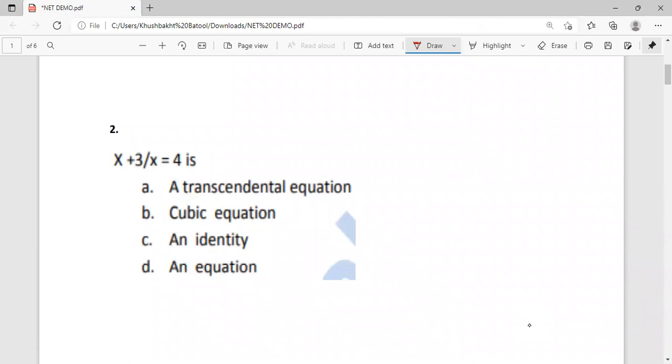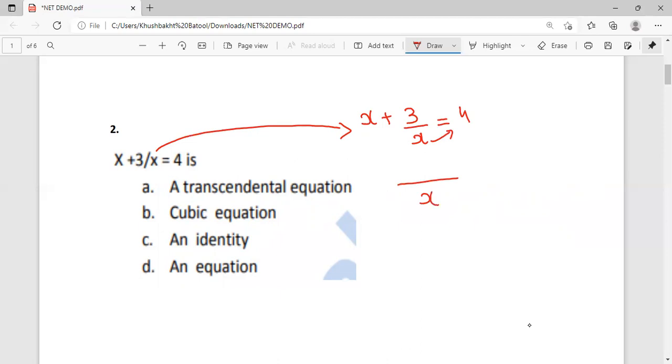Now we have the second question, and it says x plus 3 divided by x equals 4. Okay, so let's just write it down. We have x plus 3 by x equals 4, right? Is this the equation? Yes. All right. Now I need to simplify this equation first, and then we look into all the options. So we can take this x to that side by taking LCM on this side. So I'll get x, this would become x squared. Why? Because we have 1 here. To get x here, I need to multiply it with x. So I'll also be multiplying this with x. This is the basic concept of LCM, right? Plus 3 equals 4.